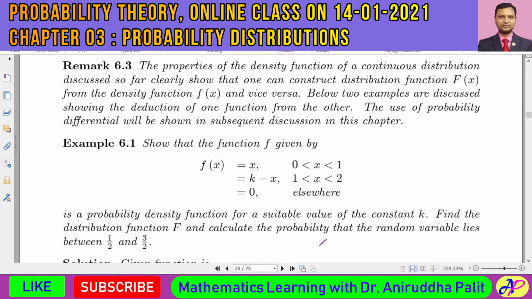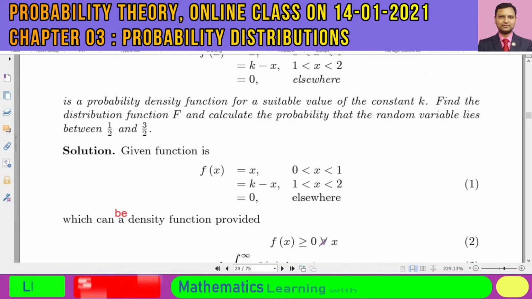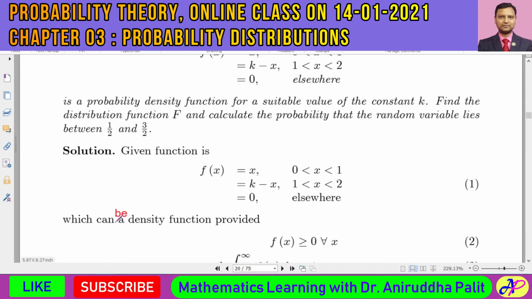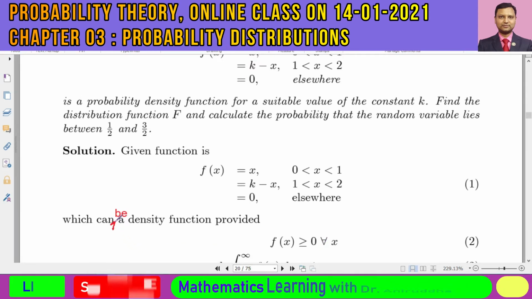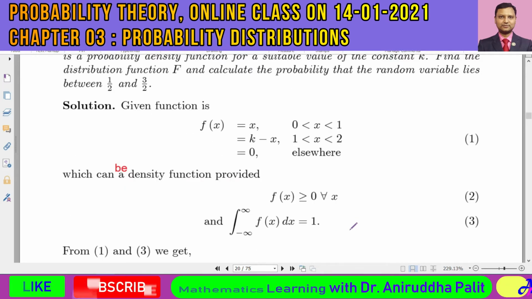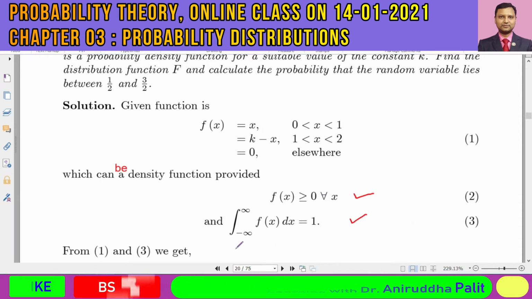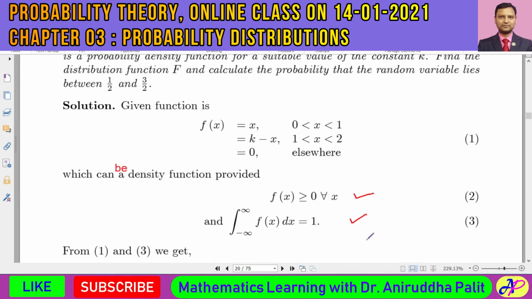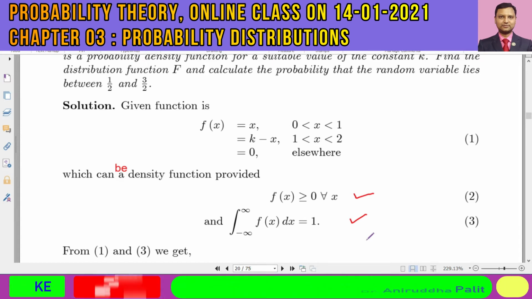So how to find the value of this constant k? Over here you see some printing mistakes are there in this file. I already posted this file in your Google Classroom, so be a little careful about these printing mistakes. Now let's try to find the value of the constant k. We know that the density function follows these two properties: f of x should be greater than or equal to 0, and the integral from minus infinity to infinity of f of x dx should be equal to 1.